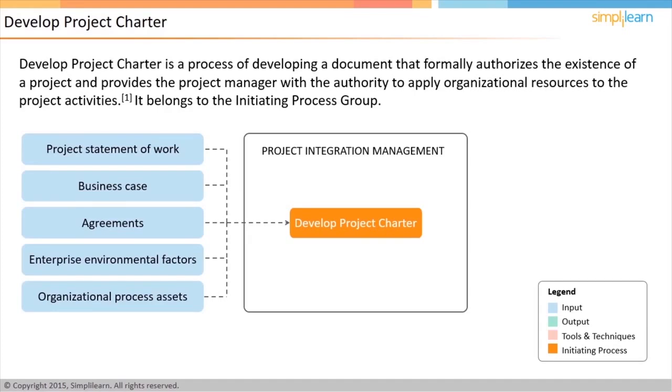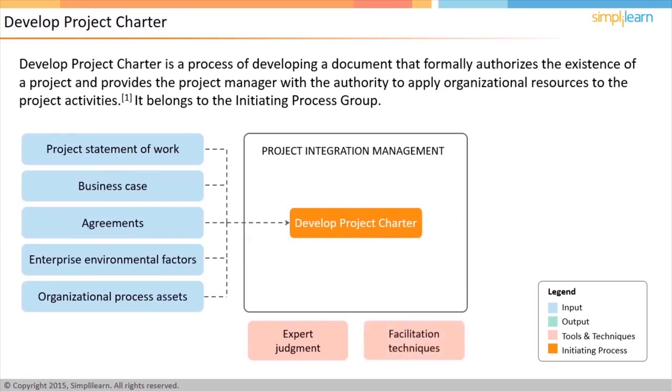Now, let us look at the tools and techniques used in this process. The first technique is expert judgment. Expert judgment is an invaluable input to the process of formally authorizing a project, because an expert can provide insights into why a project makes business sense or why it does not. From experience, they may be able to shed light about the validity of the business drivers, feasibility, assumptions, and constraints that need to be considered for the project.